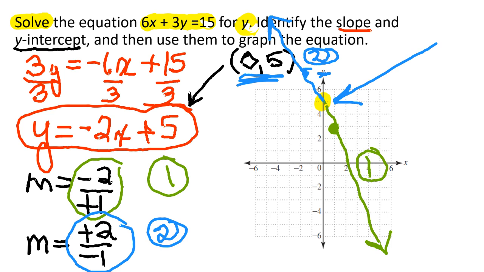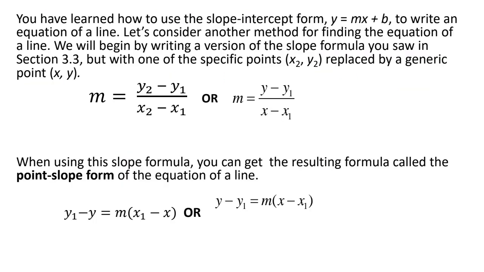Now, this is a formula that you're going to be seeing, and there are two of them, one of which we've already talked about. This is the slope formula that we like to use. But now we're going to talk about not only standard form, slope-intercept form, we have what we call point-slope form. And notice we're using the x1, y1 point.